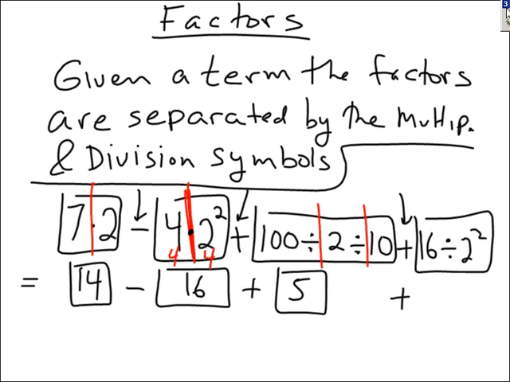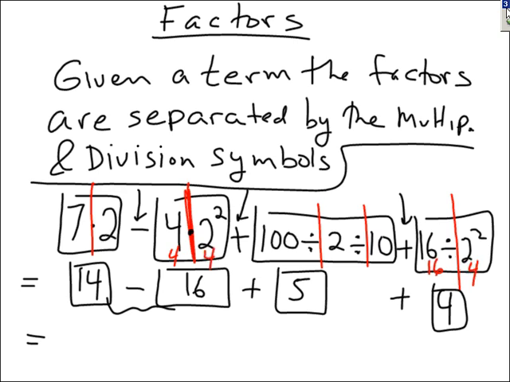Plus the last term. You need to identify the terms. You have to find the value of the term. 16 divided by 2 squared. Well, nobody's going to argue that 16 is 16. And nobody, I hope, is going to argue that 2 squared is 4. 16 divided by 4, that's 4. That's the value of the term.